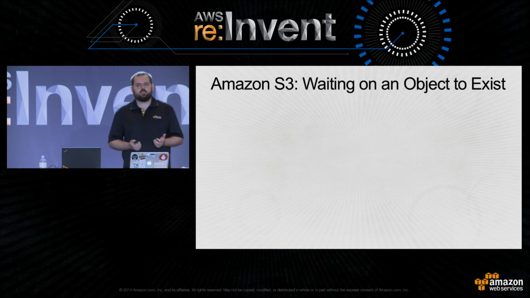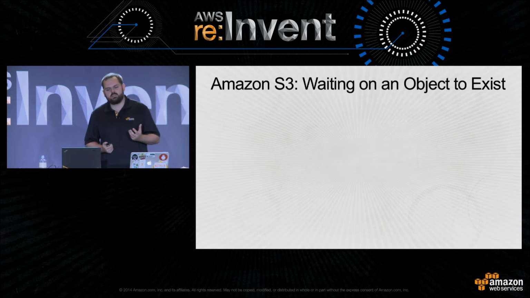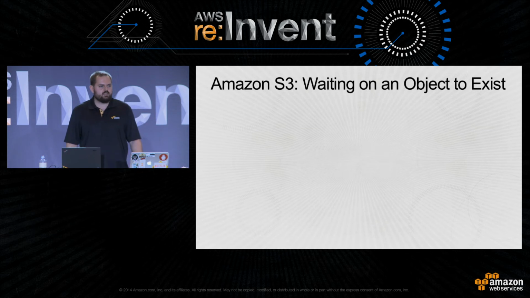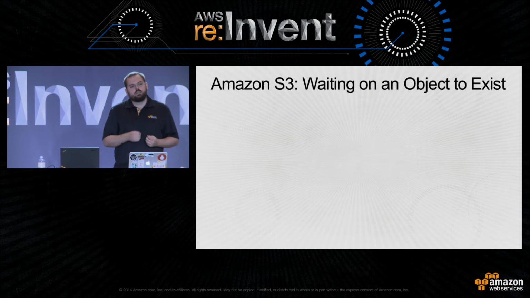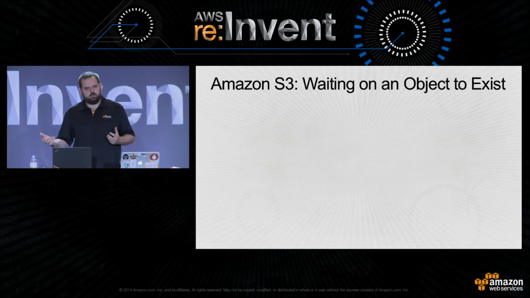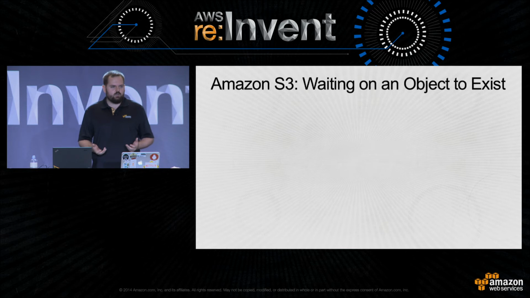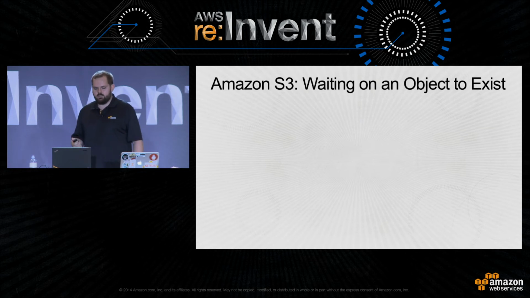Using Amazon S3, waiting for an object to exist. In the past, I've been writing asynchronous applications where some process is writing objects to S3, another is trying to consume them down the road. Obviously, when you have any kind of asynchronous processes, you don't know if the object has been written yet. So we have to wait for it to exist.